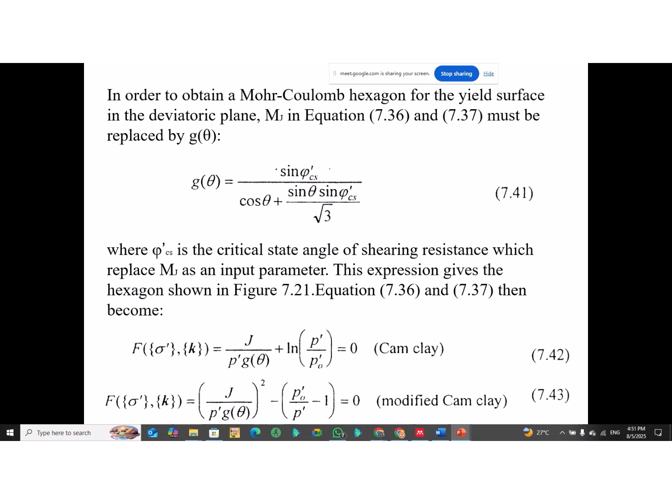So in order to obtain the Mohr-Coulomb hexagon for the yield surface in the deviatoric plane, MJ in equations 7.36 and 7.37 must be replaced by G theta, and this is the definition of G theta, where phi CS is the critical state angle of shearing resistance, which replaces MJ as an input parameter. This expression gives the hexagon shown. So this is how we have come up with the hexagon we've just shown you in the Mohr-Coulomb theory.